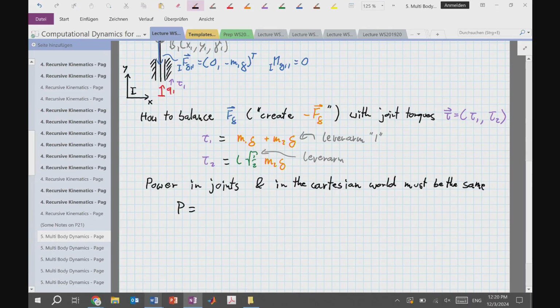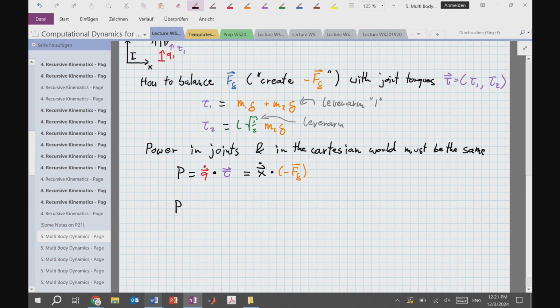So power in joints is going to be the dot product between motor velocity and motor torques. And in this Cartesian world that we set up, it would have to be the dot product between these Cartesian velocities, which is now this combination of 6 translational and rotational velocities, multiplied with the force that we want to create, which is minus F times G.